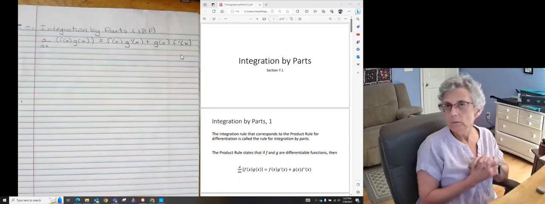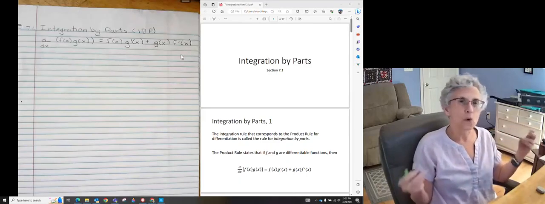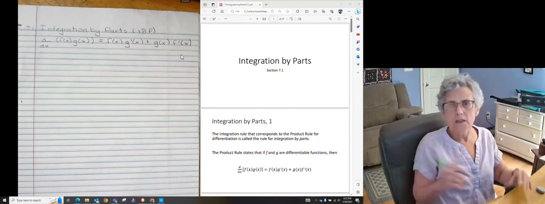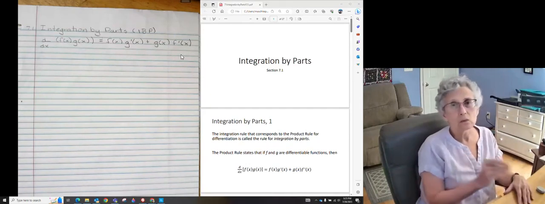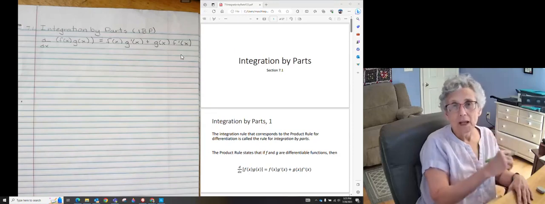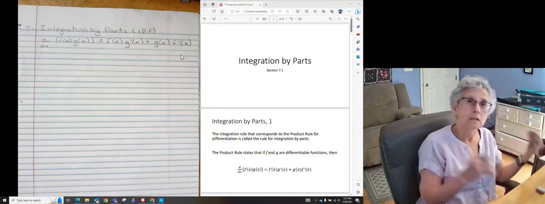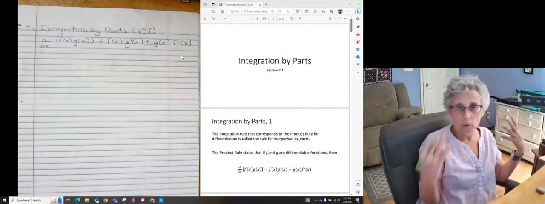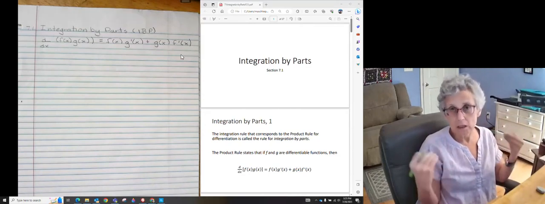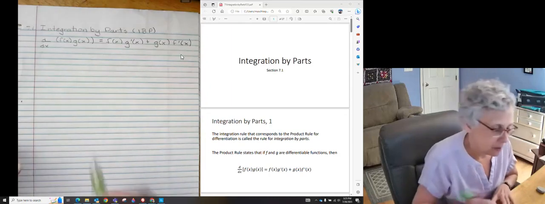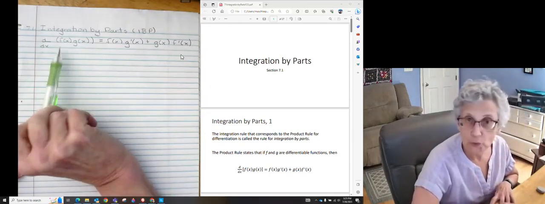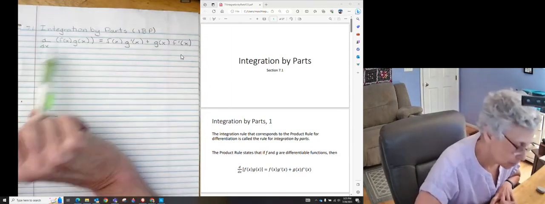In Calc 1, when you were learning the rules for integration or antiderivatives, there was no rule for an antiderivative to undo the product rule. Well, integration by parts is that rule. So, just a review of the product rule.